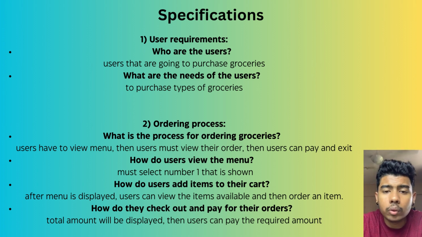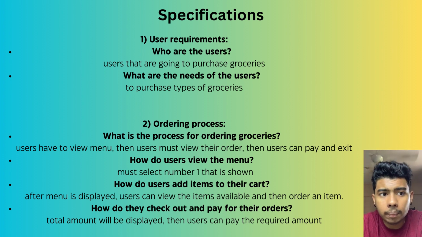Then how do users view the menu? Users must select number 1 that is shown on the screen. The respective number will be shown in the menu of the groceries. Next is how do users add items to their cart? After the menu number has been displayed, users can view the items available and then order an item by selecting its number. Next is how do they check out and pay for their orders? After selecting the groceries, the total amount will be displayed on the screen so users can pay the required amount by selecting the number 3.